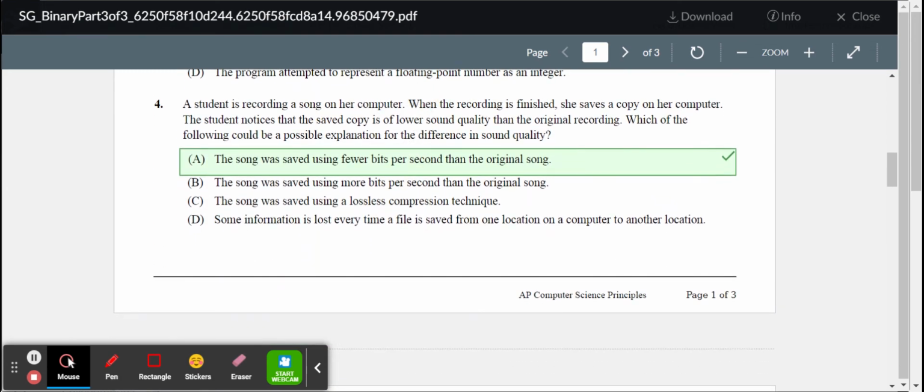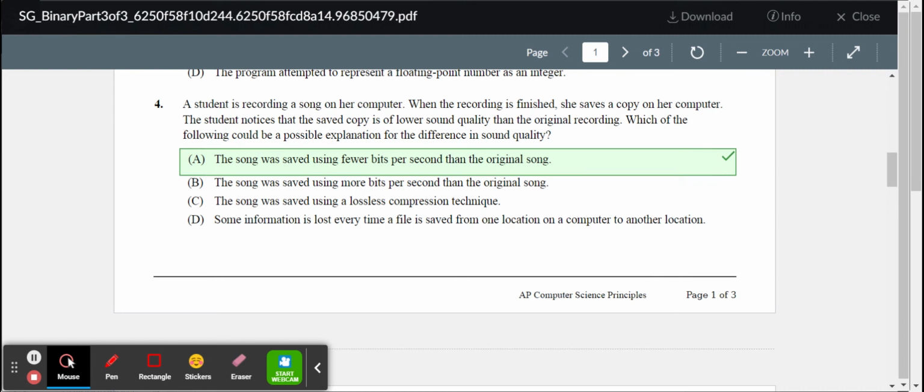A student is recording a song. When the song is finished, she saves a copy. Notice it's the lower quality sound. Which of the following happened? Well, you saved it with fewer bits. That means less sampling was taking place, so the intervals were longer, not shorter. And so you're going to have not as good a quality. If it had more, then that'd be good.